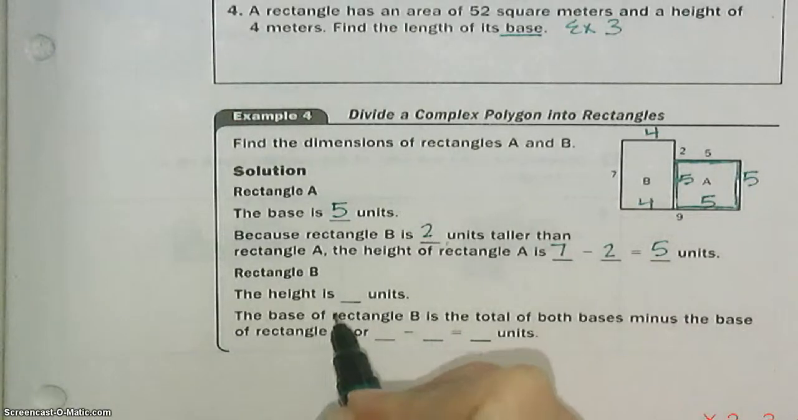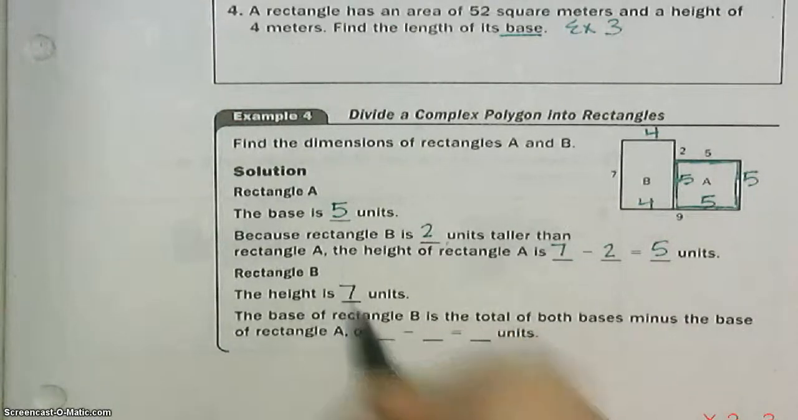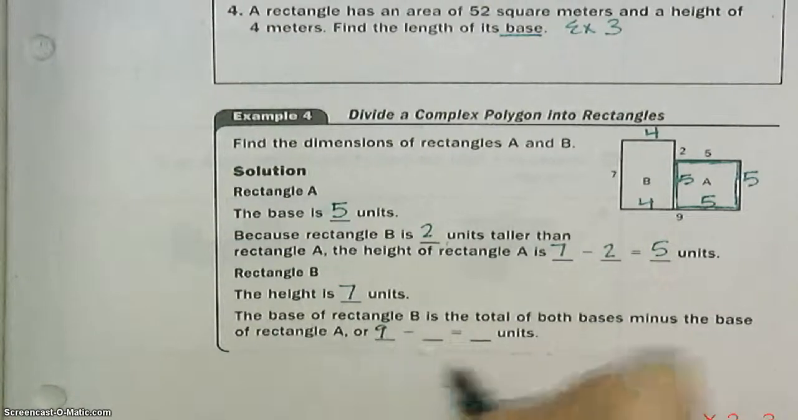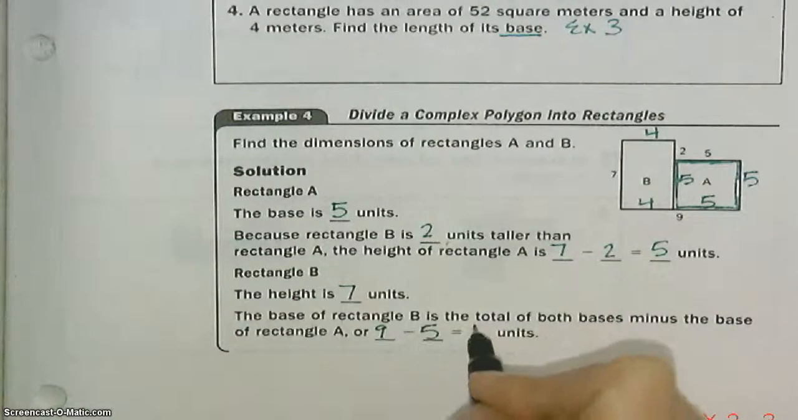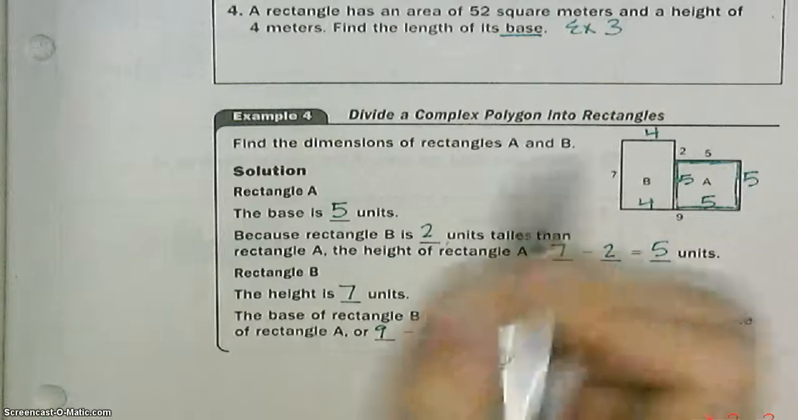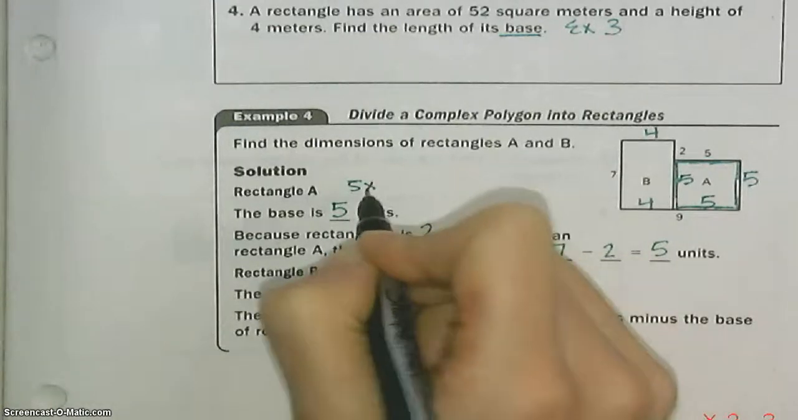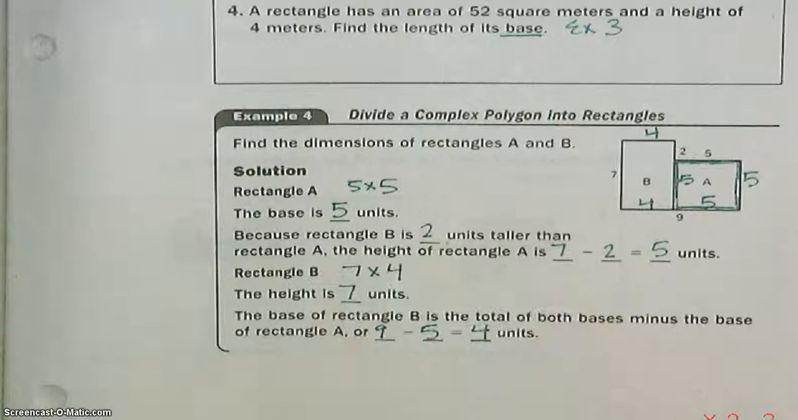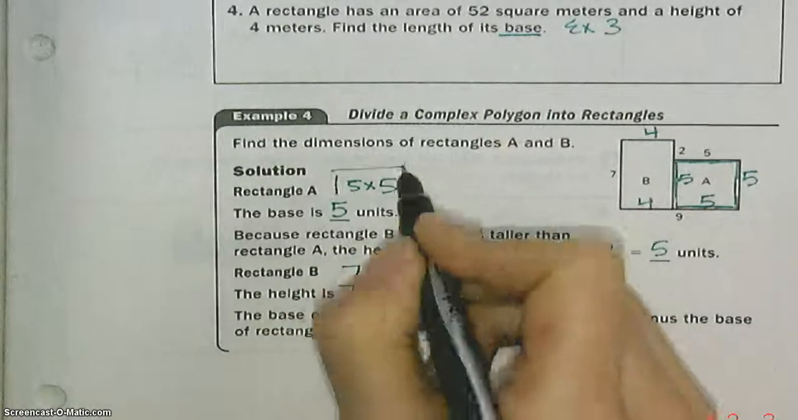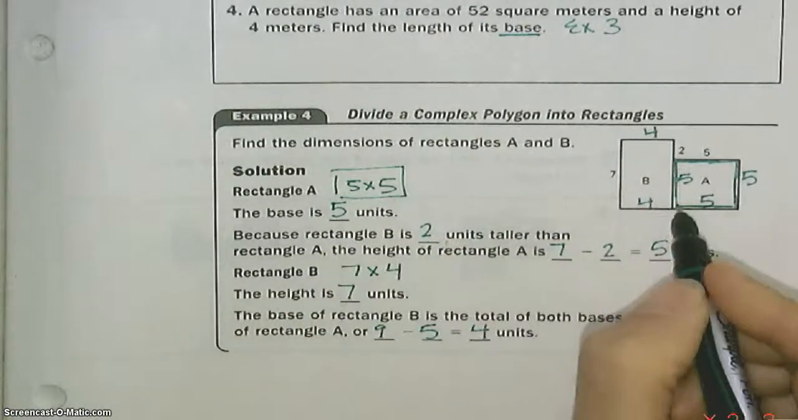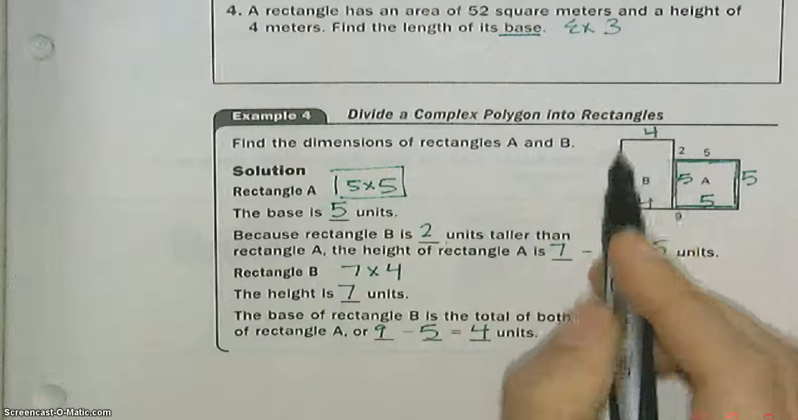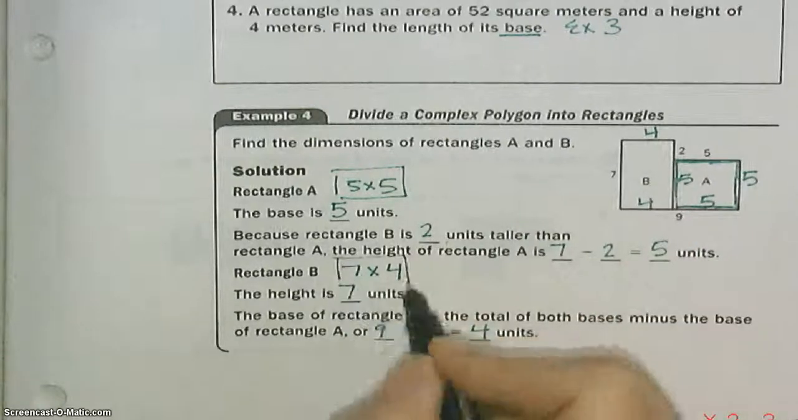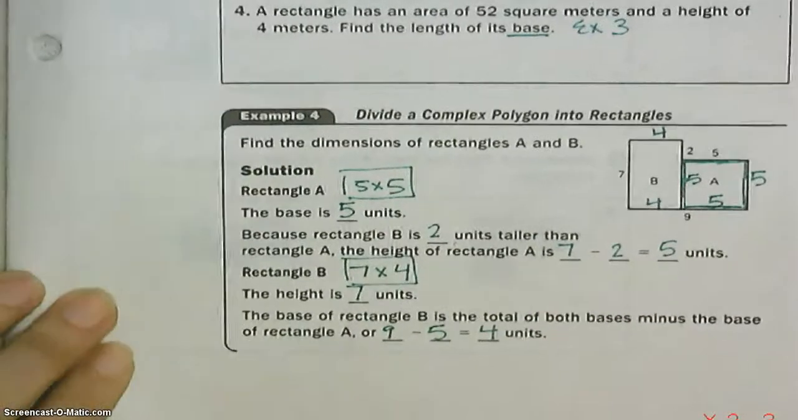The height of rectangle B is 7. The base is the total. We did 9 minus 5, which is 4. So A is 5 by 5. B is 7 by 4. Those are our answers. Look at it. It's a 5 by 5 rectangle. This is a 7 by 4 rectangle. We're going to use that in a moment.